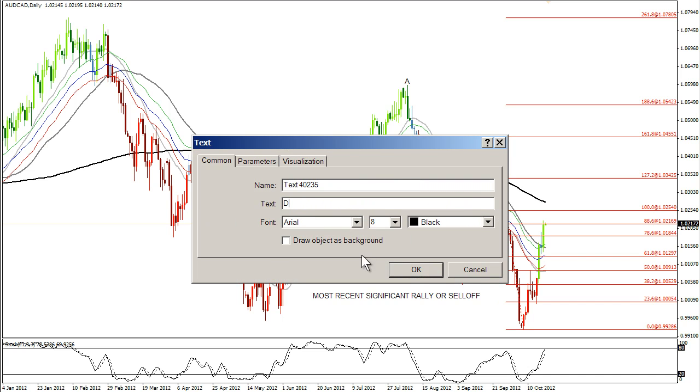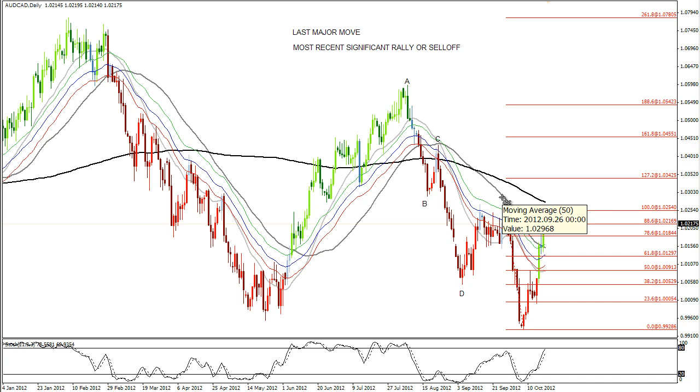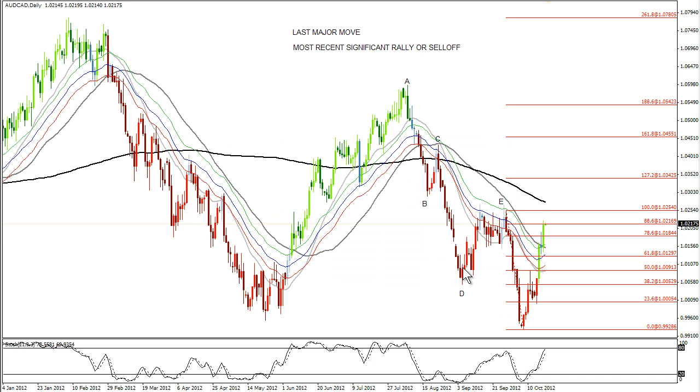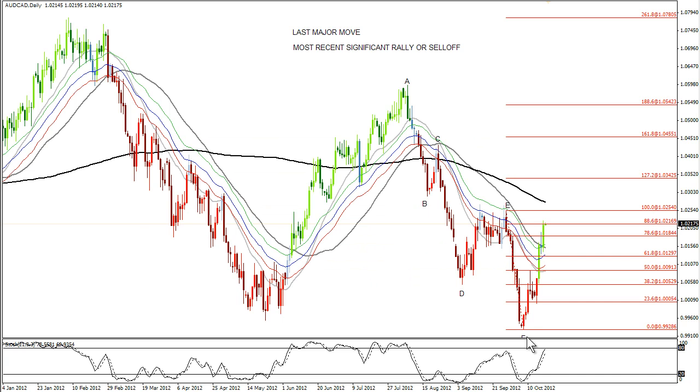So obviously, since I'm looking for a retracement, I'd like to find as unretraced a move as possible. I'm going to label some of these highs and lows here real quick. Again, I'm looking for a last major move, which translates into most recent significant rally or sell-off. Okay, and then it kind of gets ugly in here between D and ultimately E. Now, when I finish labeling these, you'll notice I focused on the move from E to F.